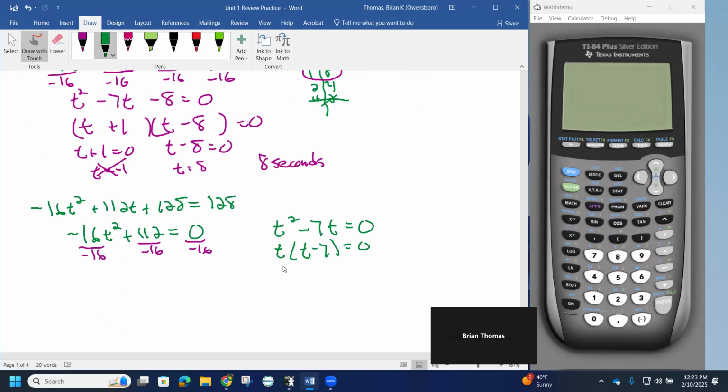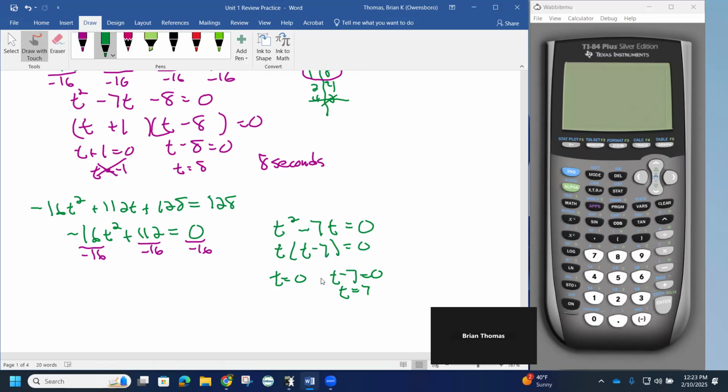Now, t is a factor and t minus 7 is a factor. To get equal to 0, one of these factors has got to equal 0. So either t has to equal 0 or t minus 7 has to equal 0. Well, t equals 0, that's already solved. But if I solve this one, I'm going to get t equals 7.